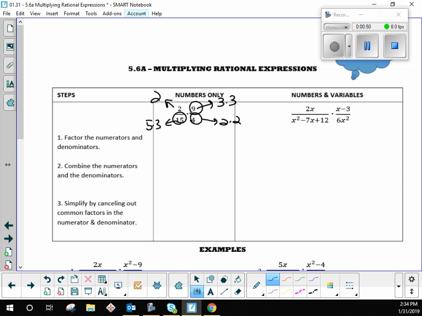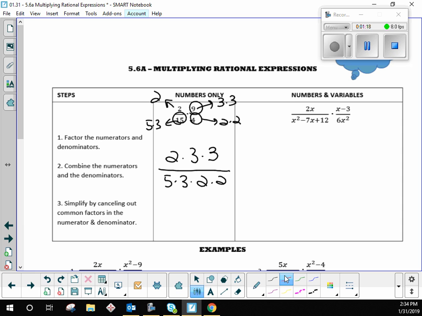Step 2 is to combine them. And by combine, I don't mean multiply them back. I mean combine all the tops on top and all the bottoms on bottom. So I've got 2 from the left side top and 3 times 3 from the right side top. And then the bottoms, the denominators: on the left, I had 5 times 3, and on the right, I had 2 times 2. Okay, so that's what I mean by combine them.